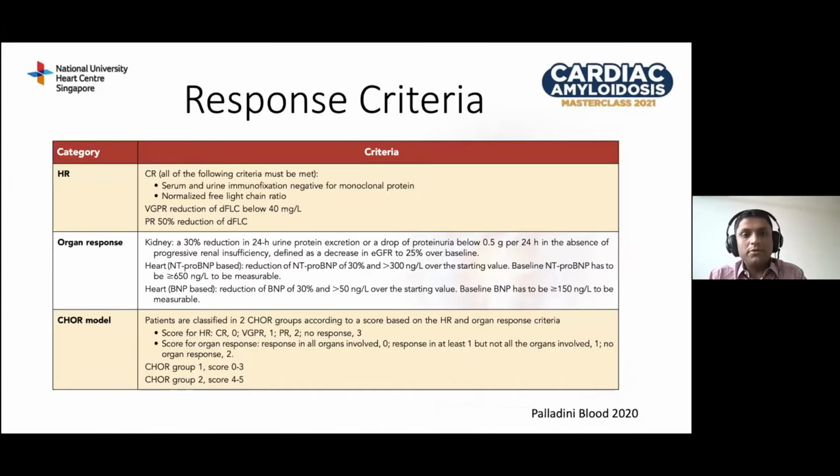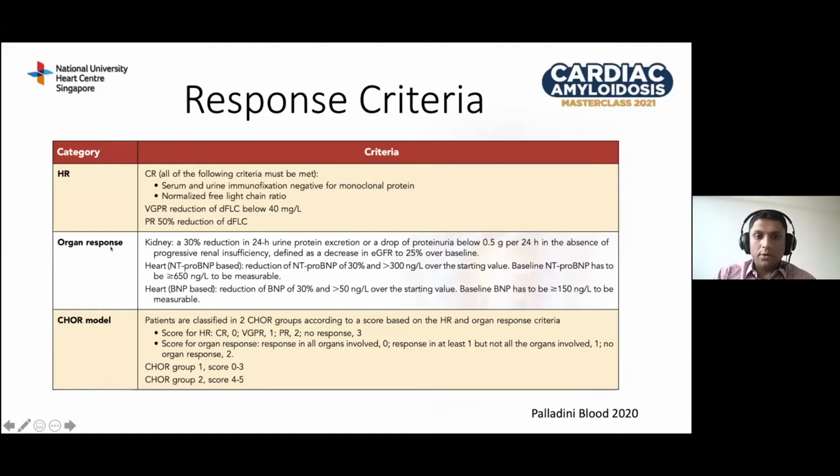And what we aim to achieve by doing that is, number one, a hematologic response. And what that means is we want to see a reduction as far as possible of these light chains. So we want to see a negative immunofixation and a normalized free light chain ratio. And what we hope to see following on soon is an organ response.